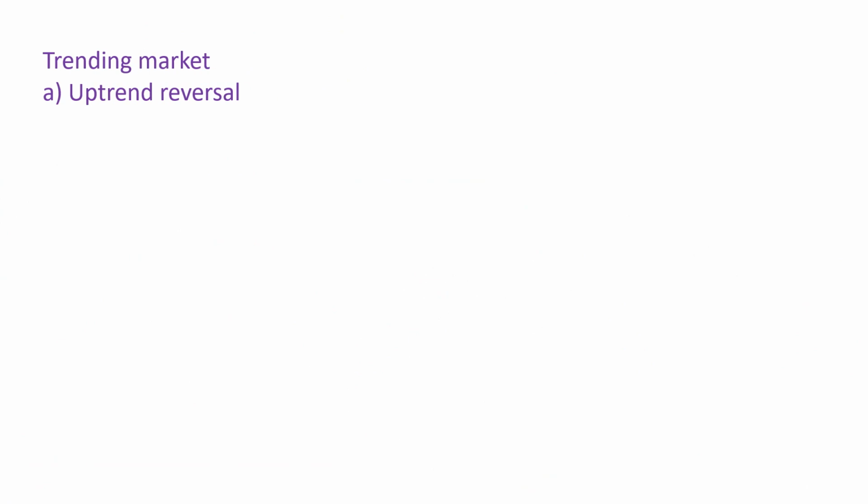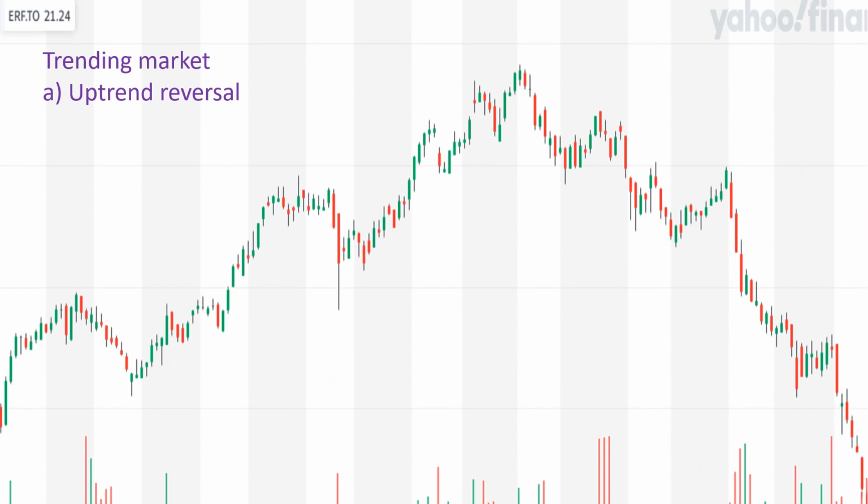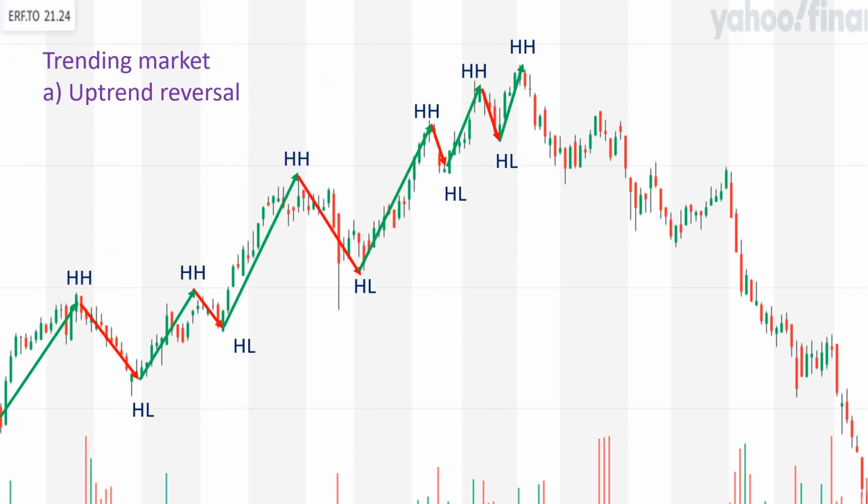Trending market, uptrend reversal. Let's take a look at this ERF stock, D1 time frame. First, the price is trending upward. When the market's trending higher, it's always making higher swing highs, and the pullback is making higher swing lows all the way to the top. You'll notice each higher swing high and higher swing low is higher than the previous one. This is the characteristic of an uptrend continuation pattern.